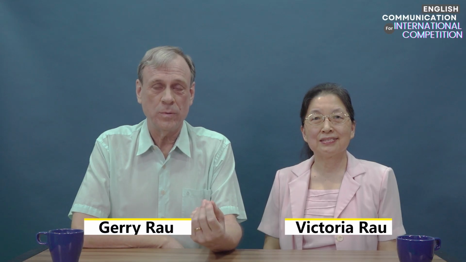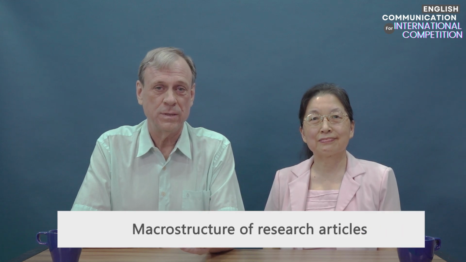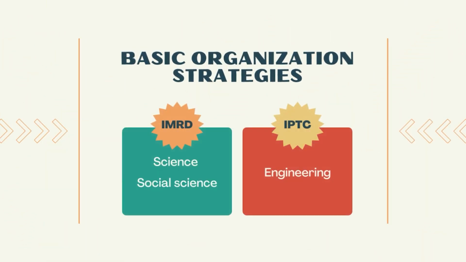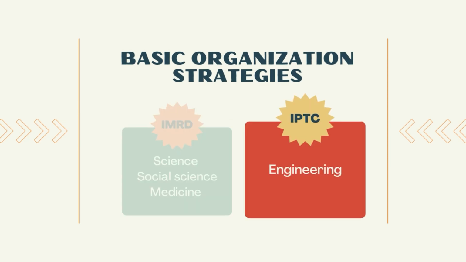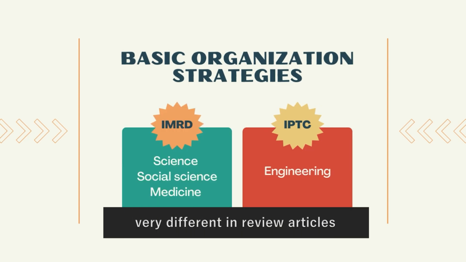In this lesson, we'll look at the basic structure of research articles. There are two basic structures that are very common in science and engineering, respectively. Science, including both social science and natural science, usually uses what's called IMRD. Engineering uses a similar structure, which I've called IPTC. And then you have review articles, which have a very different structure. We'll talk briefly about each of those.